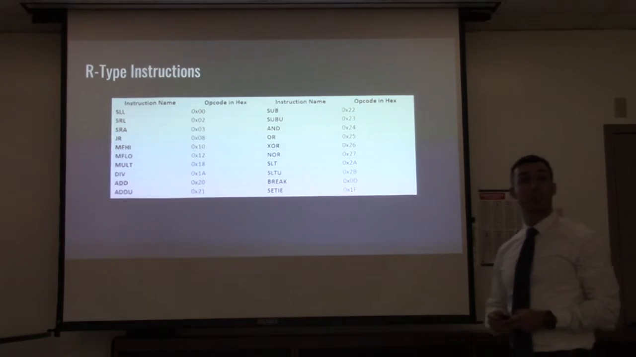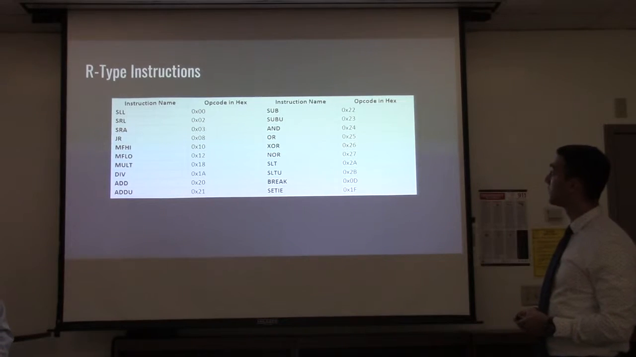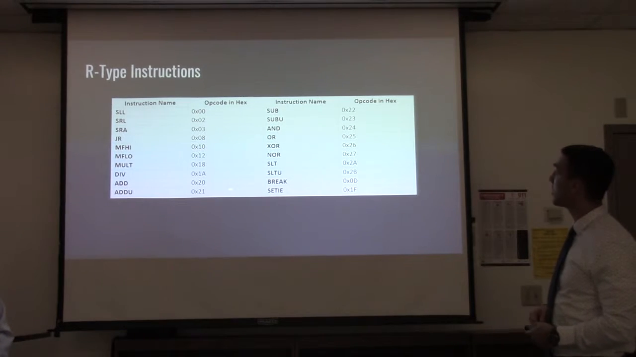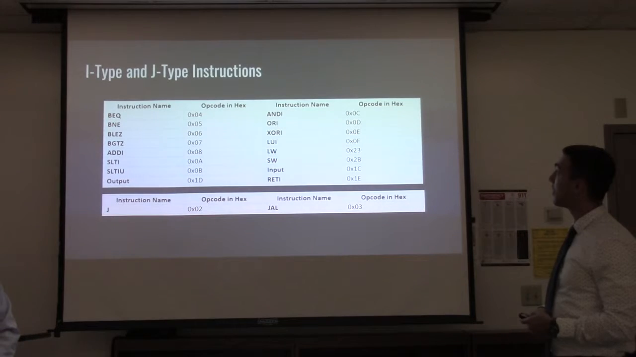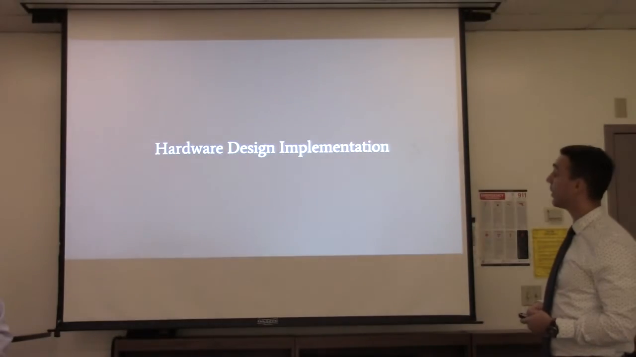These are all the R-type instructions we used for our MIPS machine. So opcode shown here. All the I-type and J-type instructions used. And I'll pass it over to Sean.